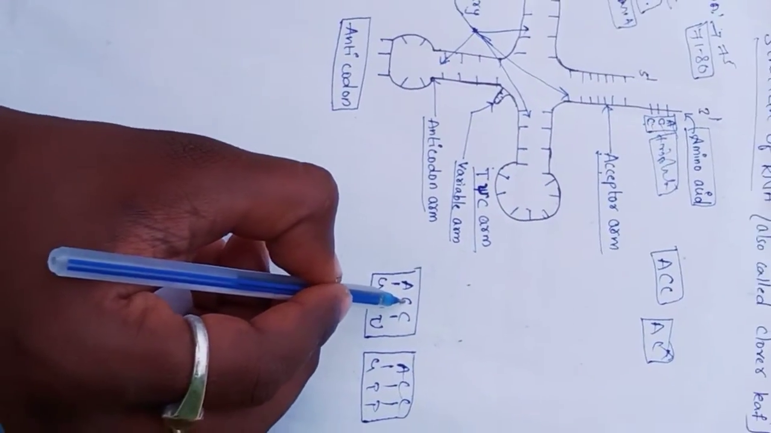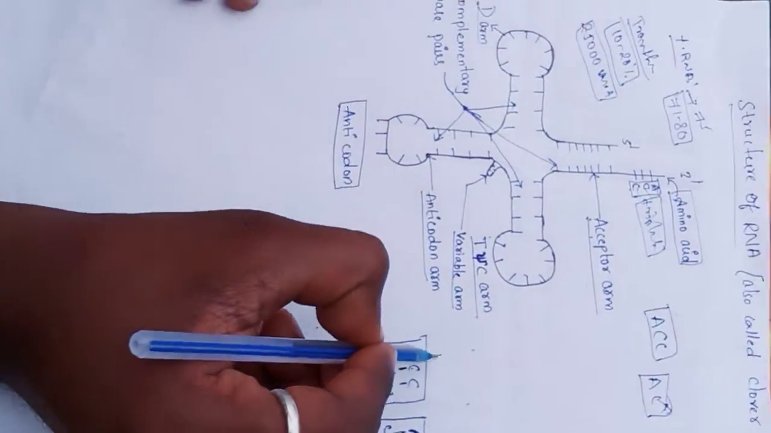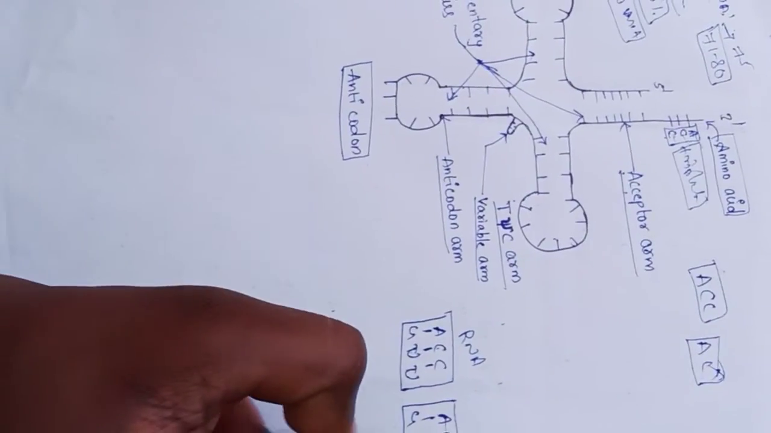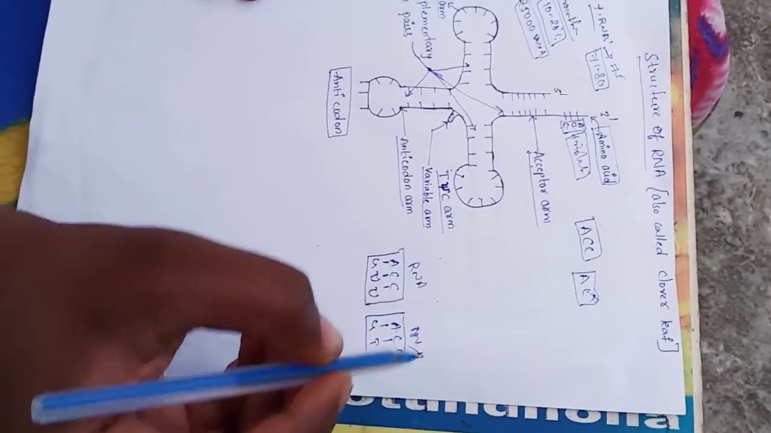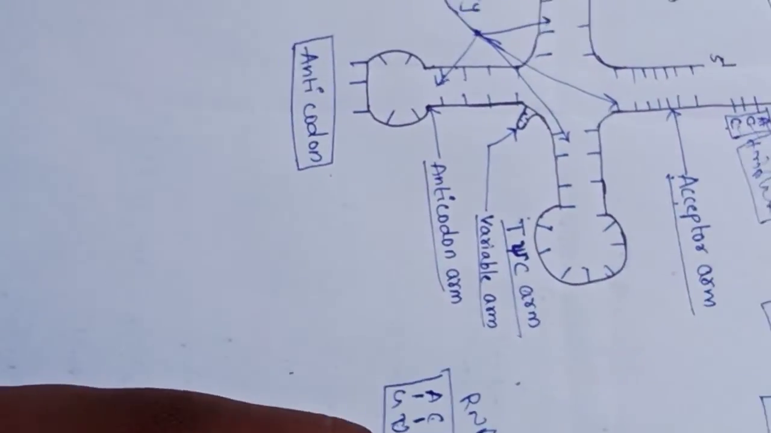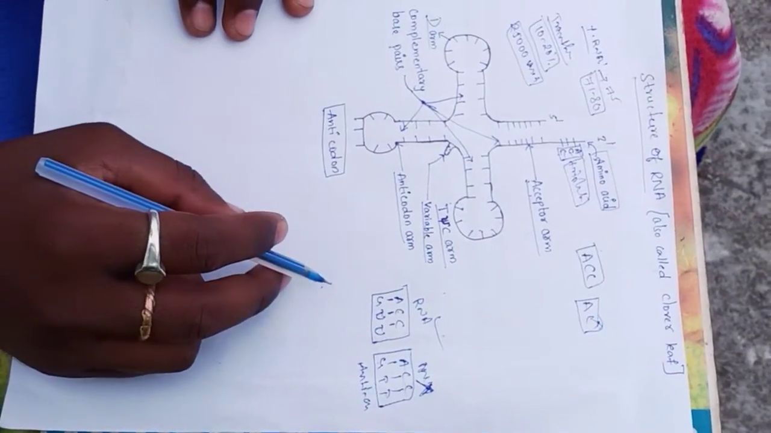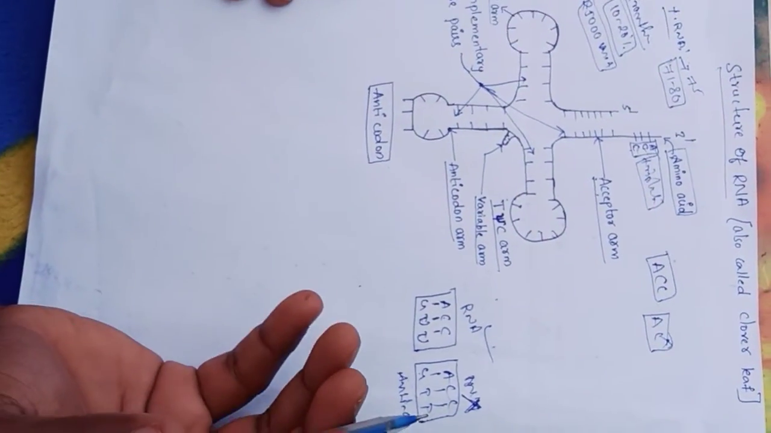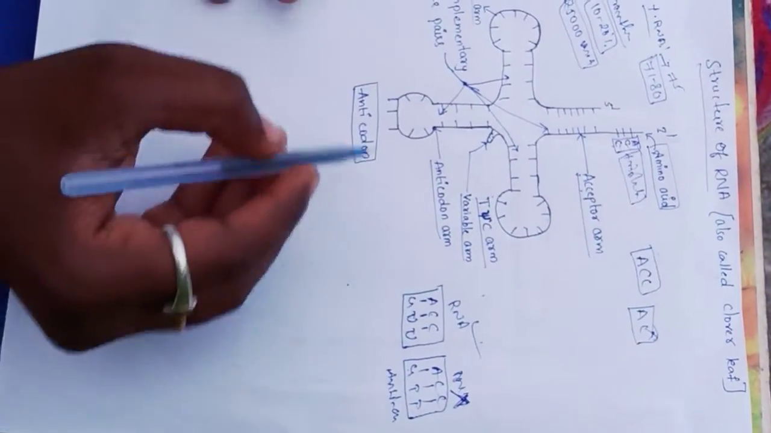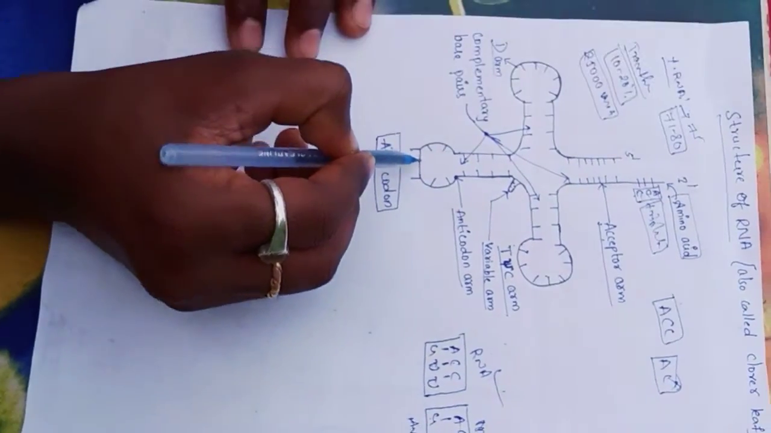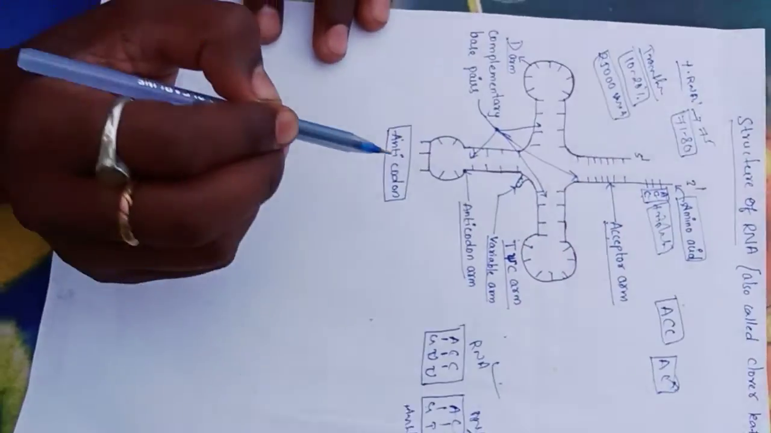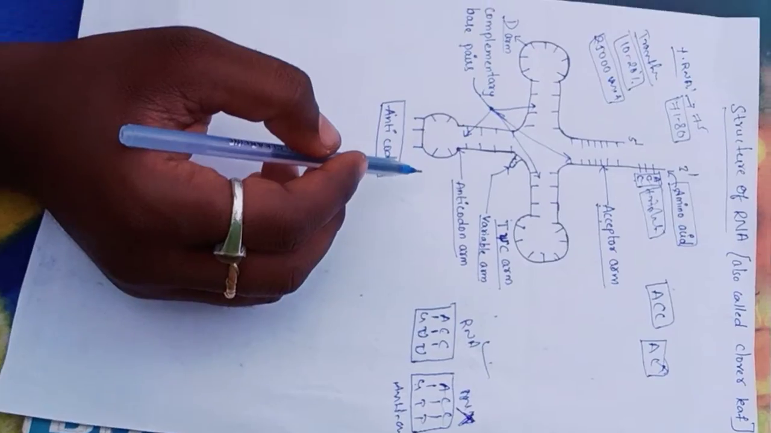So cytosine binds with the uracil in the RNA structure. This is called a DNA structure, so it is not. This is wrong. This is right. So this is called the anticodon. What is the importance of the anticodon? The RNA is continuously produced in the cell, and it produces a number of proteins. That's why the anticodon is present here, the one anticodon arm.